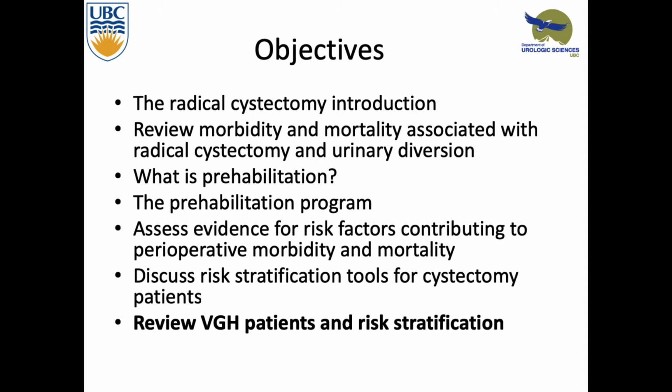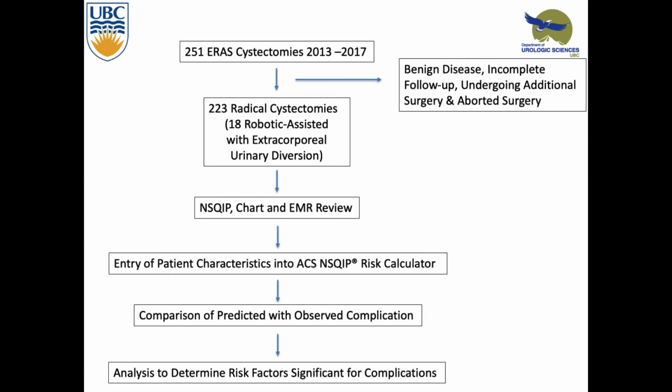So next I want to take a look at the VGH patients and risk stratification in VGH patients. So we looked at a study here, 250 patients, cystectomies between 2013 and 2017. And this was just patients who were within the ERAS program and excluded benign disease, including follow-up, undergoing additional surgery. So if they had a hemicolectomy, cholecystectomy, anything that was thought to be a major deviation, or if surgery was aborted. There were 18 robotic cases, all were extracorporeal urinary diversion.